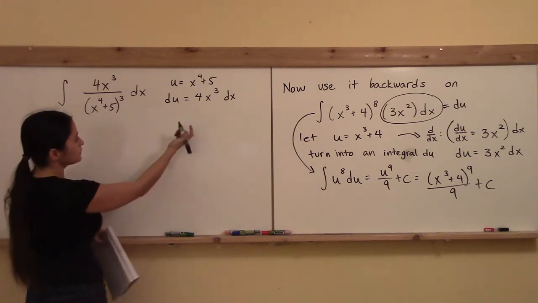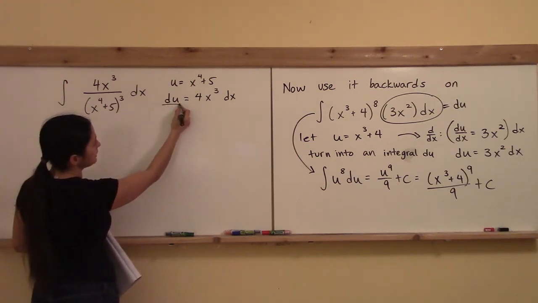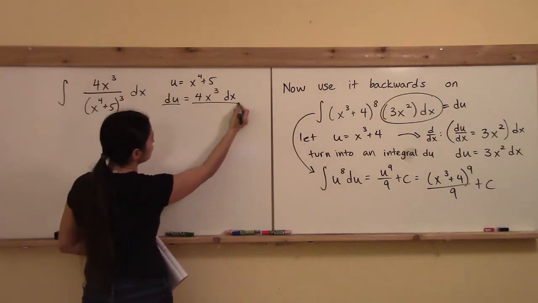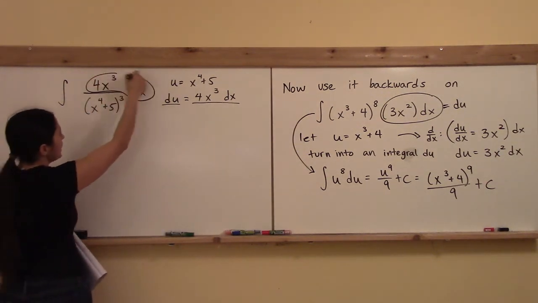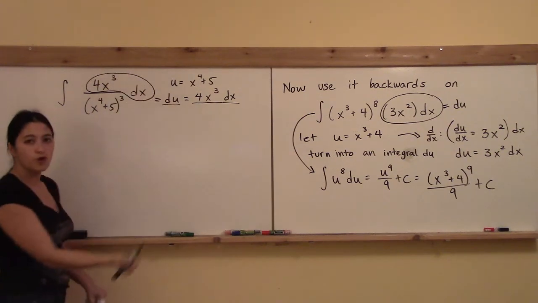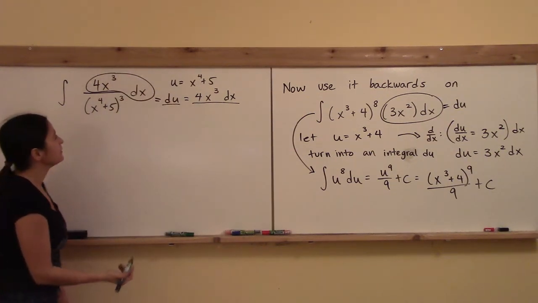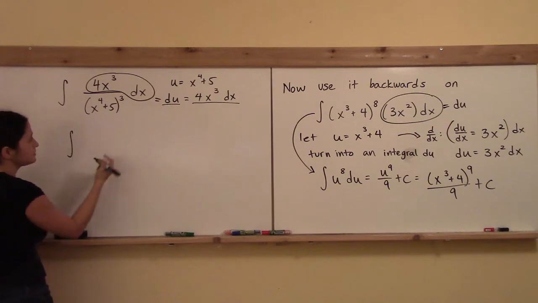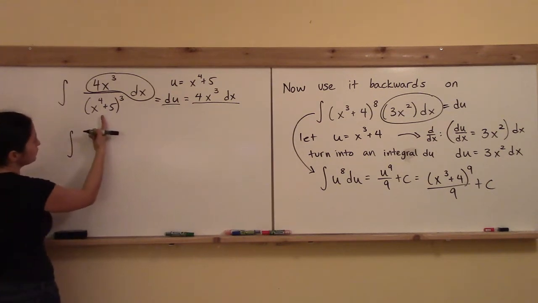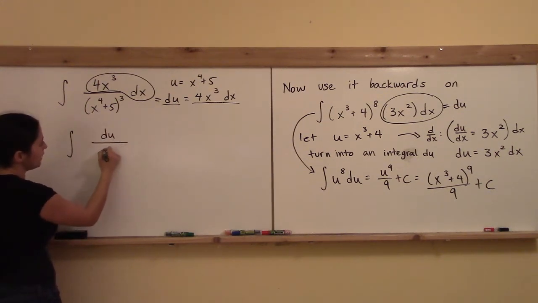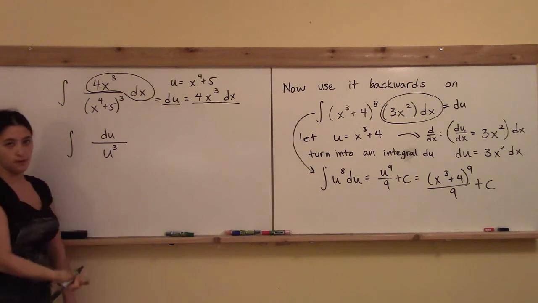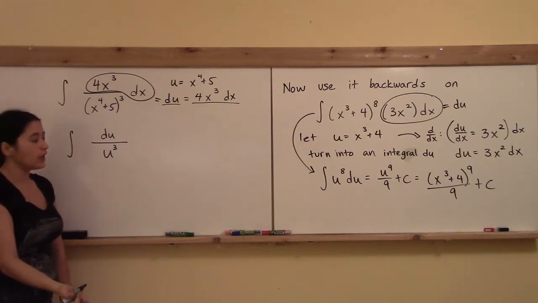That's right, it works out perfectly. The du that I get out of here is 4x cubed dx, and look at this, 4x cubed dx, that's my du right there. That's great. So it's going to work out great if I define u as that, because this whole blob that I circled on top is equal to du. And on the bottom, I just have u to the 3rd. That integral looks a lot easier.